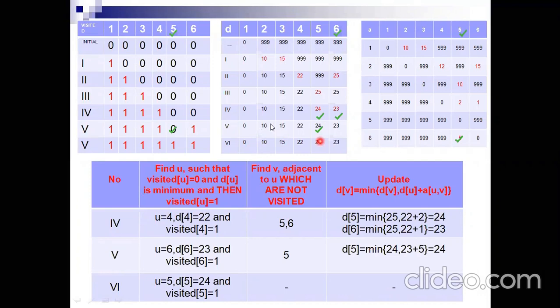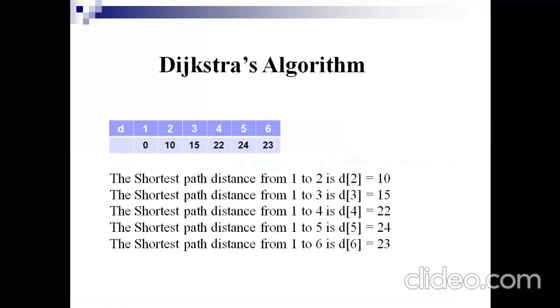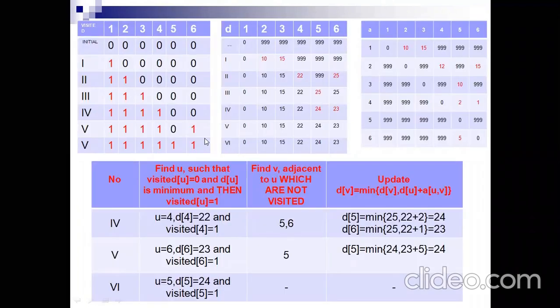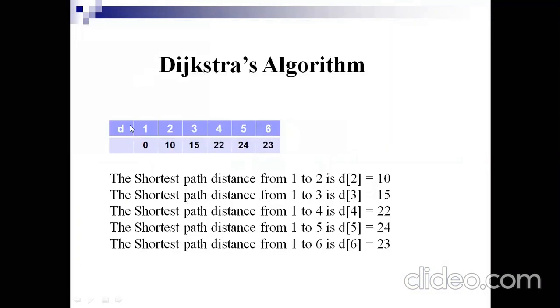Can you see? 0, 10, 15, 22, 24 and 23. And marking 5 as visited. You can now see all the vertices are visited. So I should now stop the iteration. I'm done with the iteration process. Now, how do I get the distance? Now I'll have to use the D array. The final D array entries I should consider are 0, 10, 15, 22, 24 and 23.